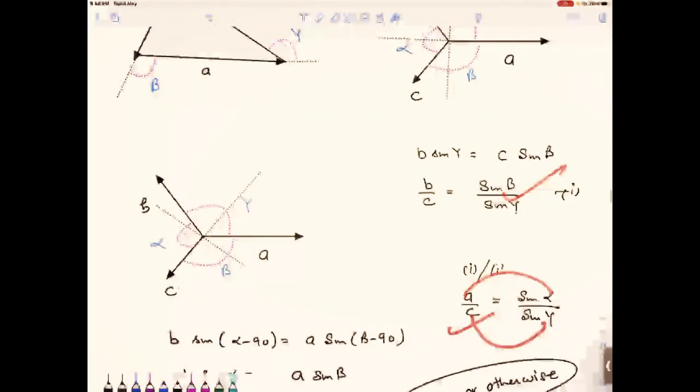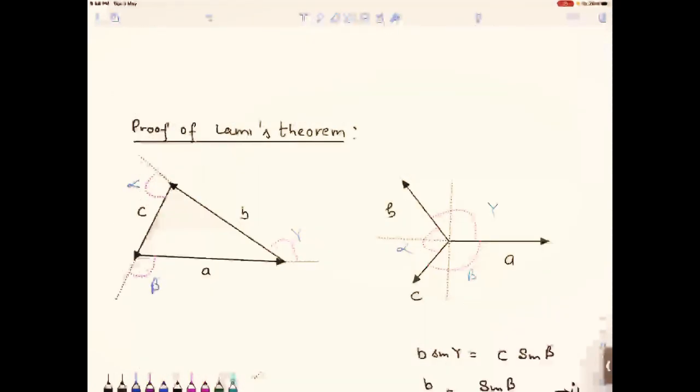It is a very useful theorem: the magnitude of a vector divided by the sine of the angle between the two other vectors is a constant quantity.